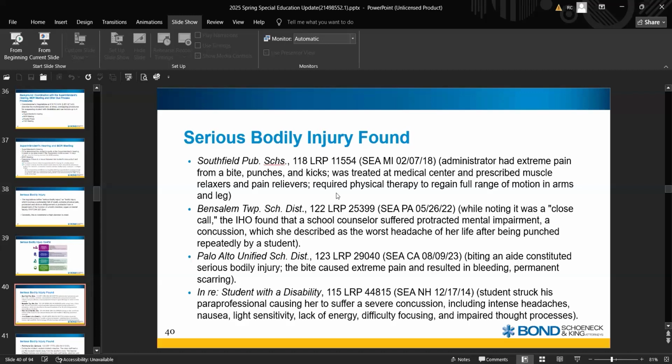Okay, and the last one, the student struck his paraprofessional, causing her to suffer severe concussion, including intense headaches, nausea, light sensitivity, lack of energy, difficulty focusing, and impaired thought processes. So this kind of substantial serious bodily injury can be just mental. It doesn't necessarily have to result in them, but if you're having concussions and suffering from what might look like post-traumatic stress, like ADHD and anxiety afterwards, evidence of that can help meet that standard.